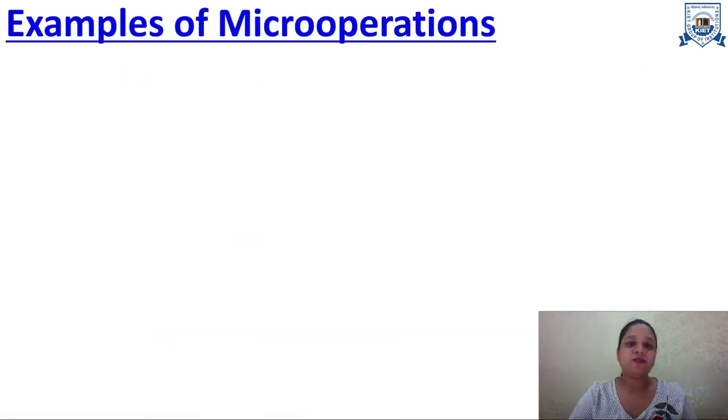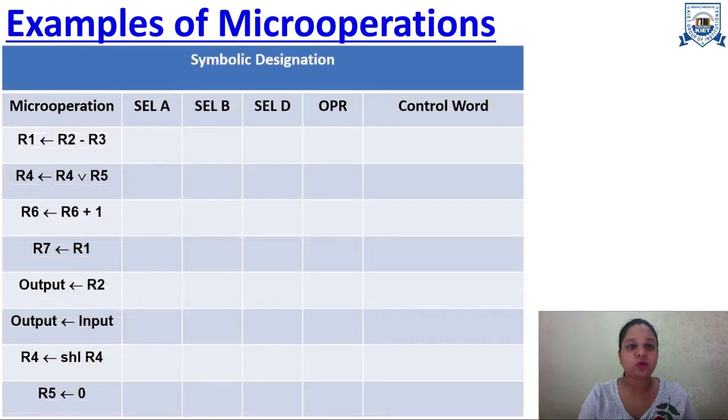Now we will see some examples of micro operations. I'll show you some micro operations for which you have to write the symbolic designation. On select A, you need to write the first input register. On select B, the second input register. On select D, the output register, and for the operation, you write what operation is in between for the registers. Now pause the video and write all the symbolic designations for these, and then try to write the corresponding control word yourself.